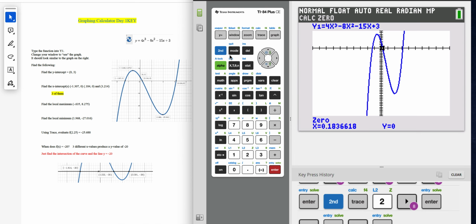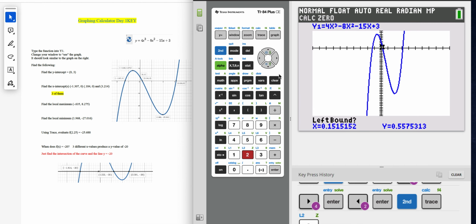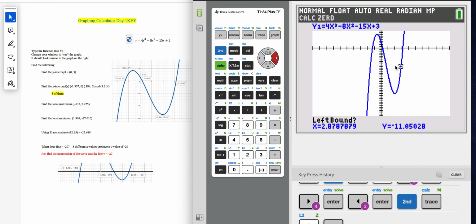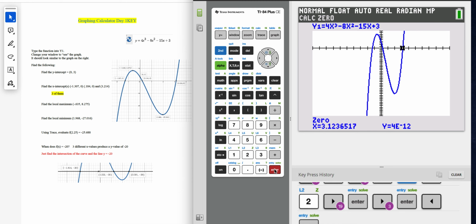Okay, now I'm going to find this last one. Second, calc. I'm going to hit 2 for 0. Scroll over. I mean, I could do it right here. I mean, I am to the left, but I'm to the left of that 0. Scroll to the right of that 0, and then get close to the 0, and hit enter. And then it's going to tell me this.